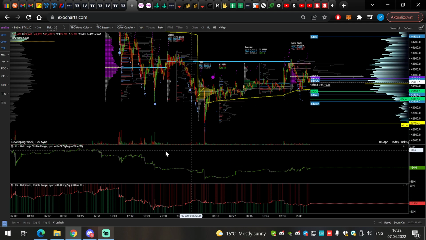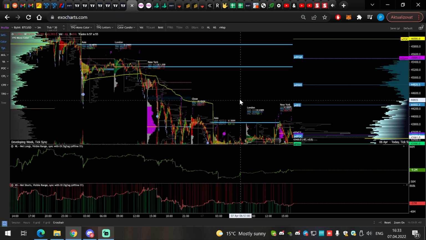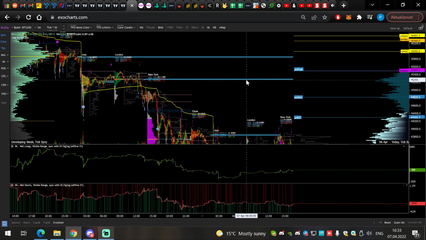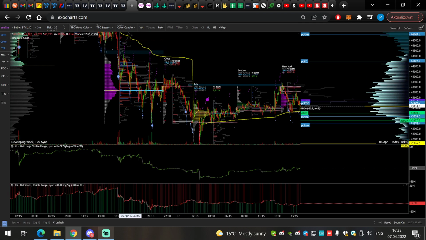And you monitor other things here, like net longs, net shorts, what the big traders are doing, and so on. You can learn this in our group, so I'm not going to go over it. You can see naked POCs are waiting for you to the upside here. So a very good template for quick scalps.